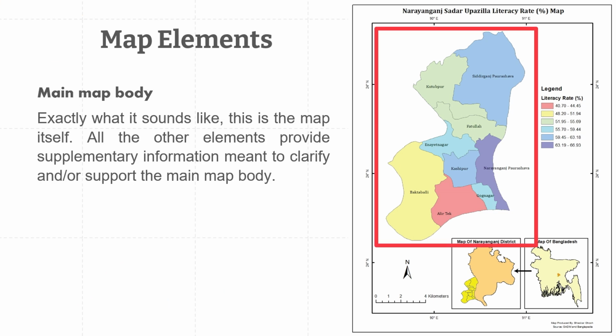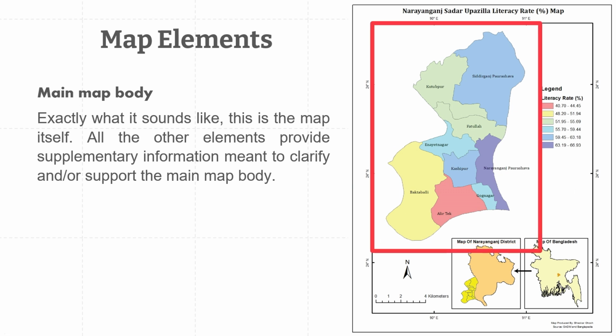First, let's learn about the main map body. Exactly what it sounds like, this is the map itself. All the other elements provide supplementary information meant to clarify or support the main map body. In the map, we can see this is the main map body.